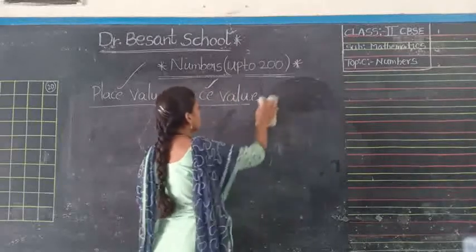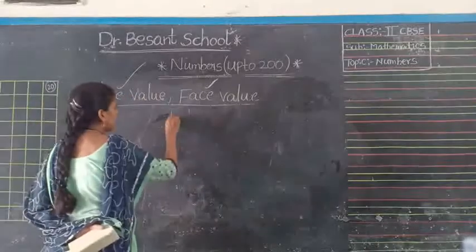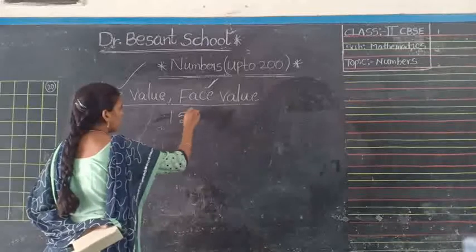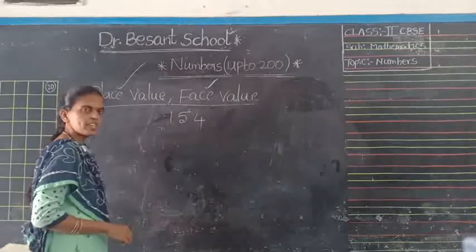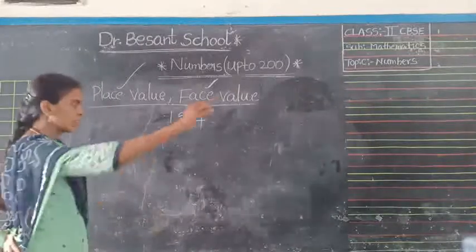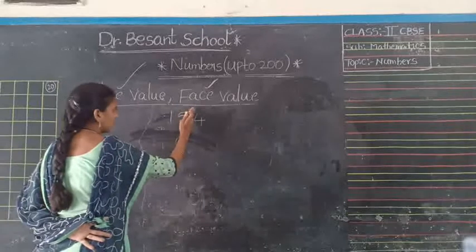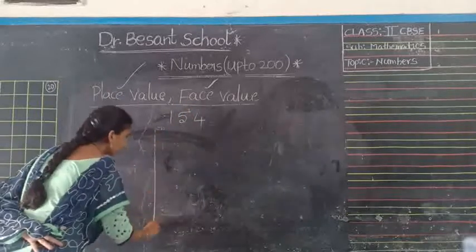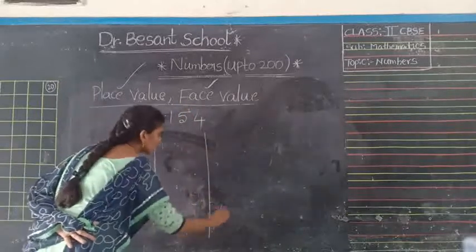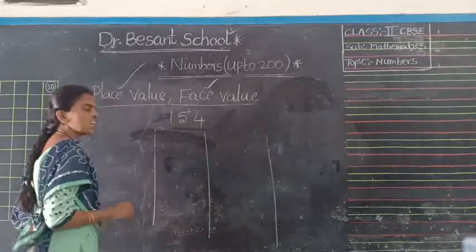Let us take a 3-digit number. Tell me one 3-digit number. 154. Yes, this is a 3-digit number. First thing you need to observe is, first of all, I will divide here into 3 parts because this number is having 3 places.